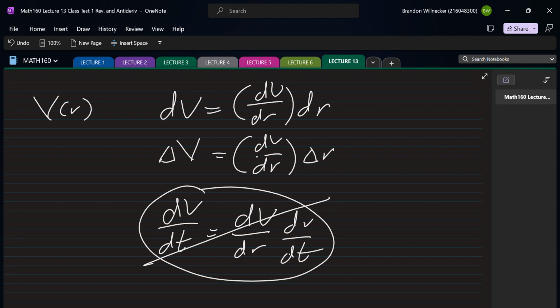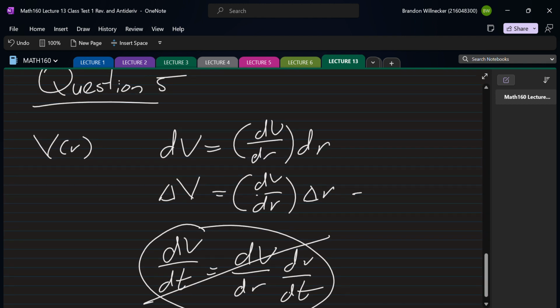The only time you have to find dv by dt is if it's a rate of change. And the question will say the rate of change of the radius or the rate of change of the volume. Then you know it has something to do with time. If it's approximation or error approximation or relative error or something like that, then it's differentials. They might be similar, but please do not mix them up.